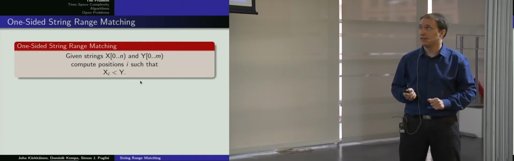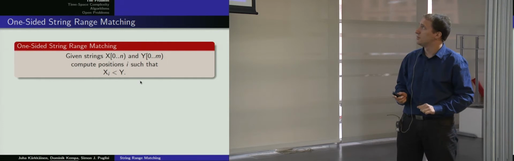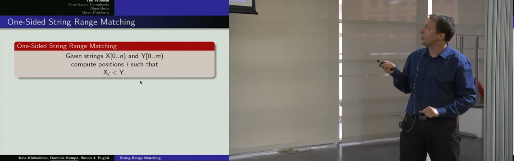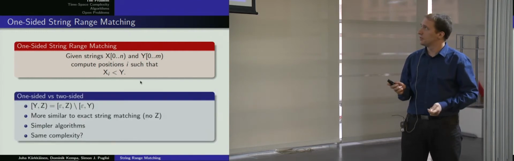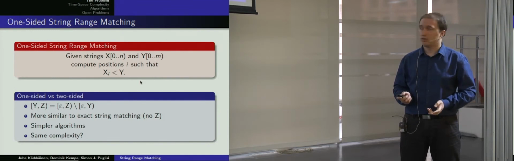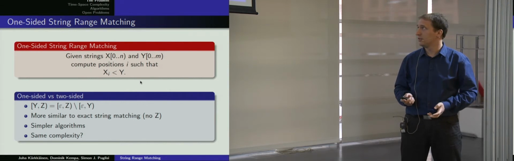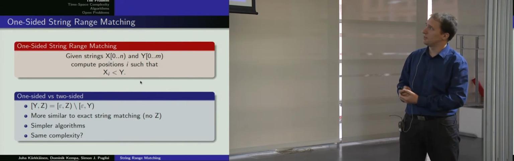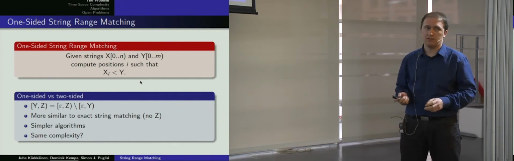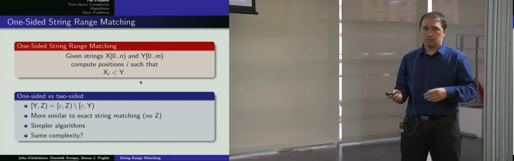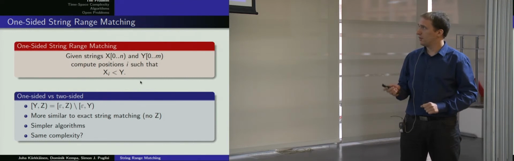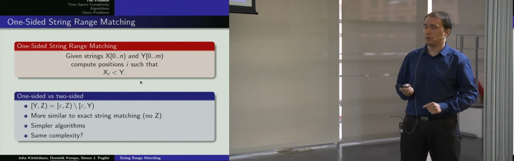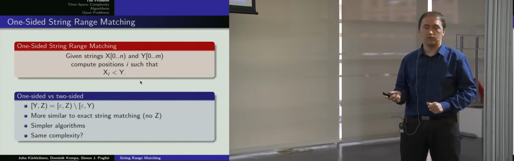And we can also define a simpler problem called one-sided string range matching, where we're given a text and a pattern, and the goal is to compute all suffixes of the text smaller than the pattern. And this is useful to consider because, first of all, any two-sided range of strings is a combination of one-sided ranges. And second, this variant is more similar to exact string matching in that there is only one pattern. So it's simpler to think about, and the algorithms are also simpler. However, we don't know whether this variant of the problem is theoretically easier than the two-sided variant. All algorithms in our paper have the same complexity.